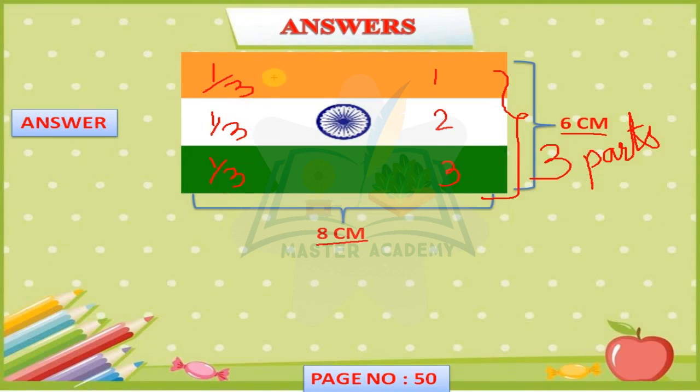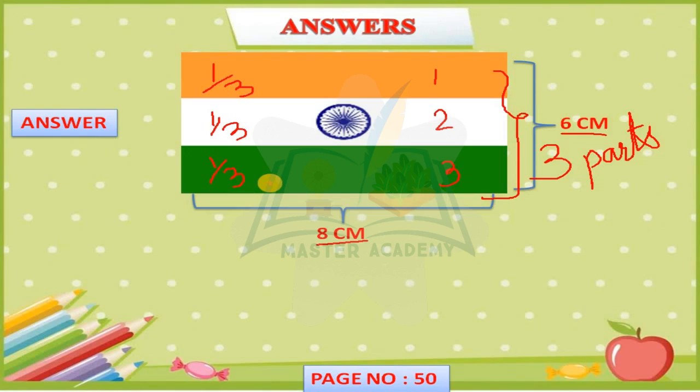Suppose in the exam you are asked: in our national flag, tell me what portion has orange color. So what answer will we give? Sir, in our national flag the orange color is 1/3 portion. Clear? Understood? In the same way the white color is also 1/3 and the green color is also 1/3. So this is our national flag.